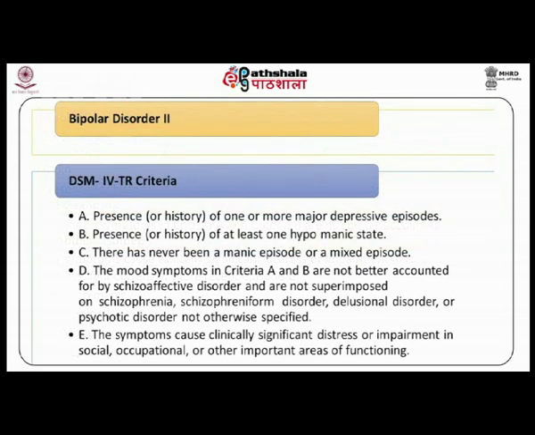Next we will study bipolar disorder 2. The DSM-4-TR criteria for this are: A. Presence or history of one or more major depressive episodes. B. Presence or history of at least one hypomanic episode. C. There has never been a manic episode or mixed episode. D. The mood symptoms in criteria A and B are not better accounted for by schizoaffective disorder and are not superimposed on schizophrenia, schizophreniform disorder, delusional disorder or psychotic disorder not otherwise specified. E. The symptoms cause clinically significant distress or impairment in social, occupational or other important areas of functioning.